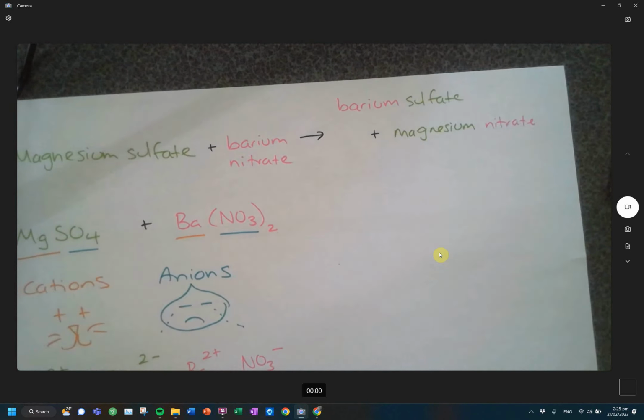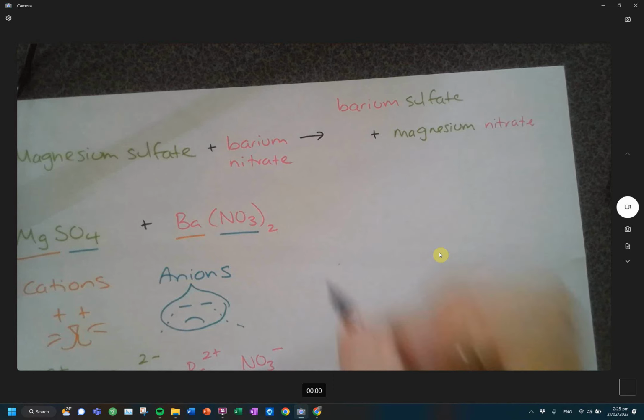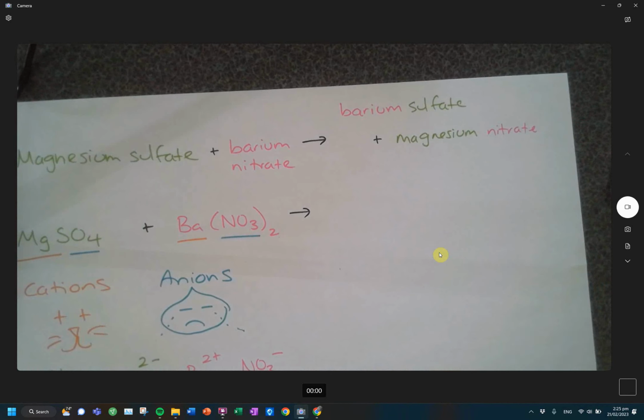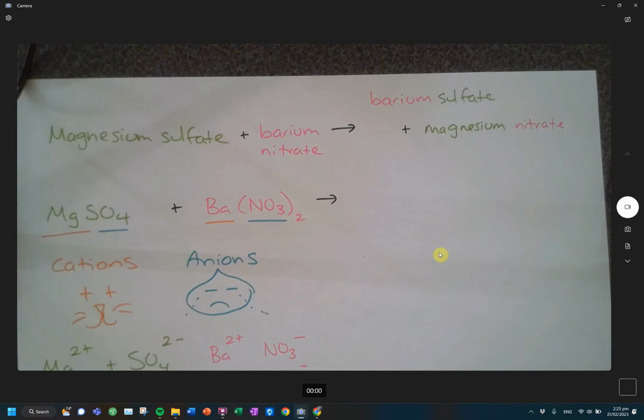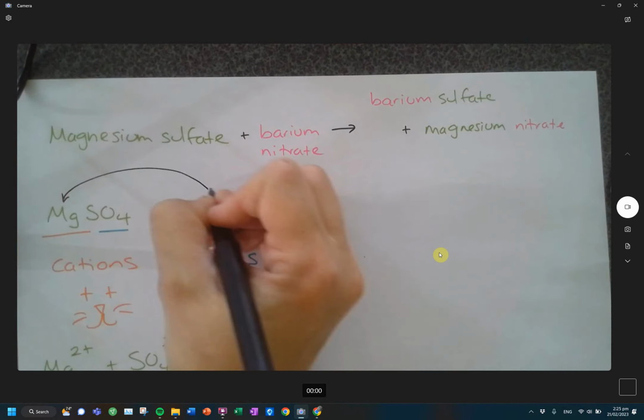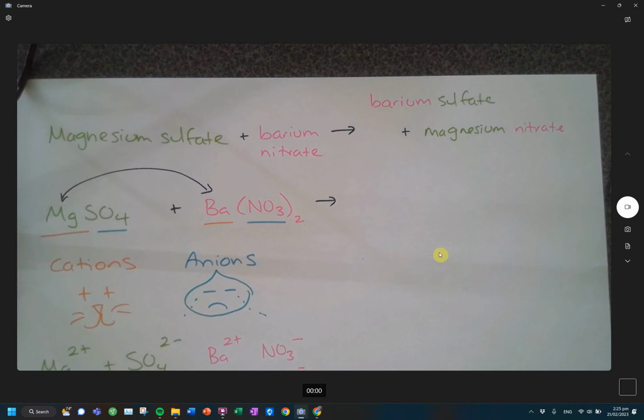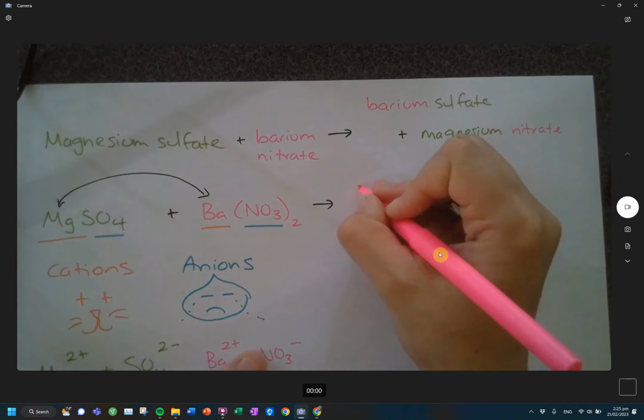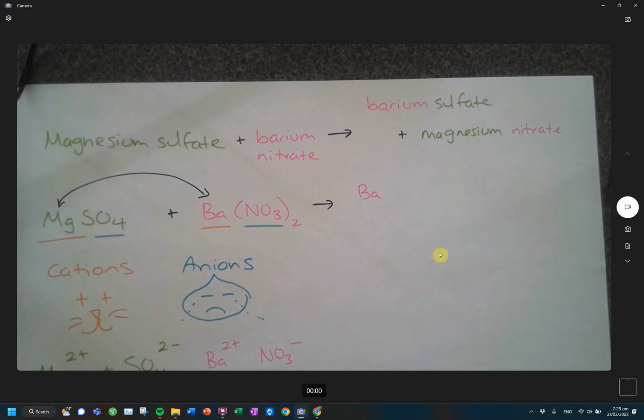So those are my two products. I personally like symbols because it's faster for me to write, but I'm writing the word equations just because I know it's the beginning of the year. So all we did was a little swapperoo of these two guys. If I was to write that down, that'd be barium sulfate.